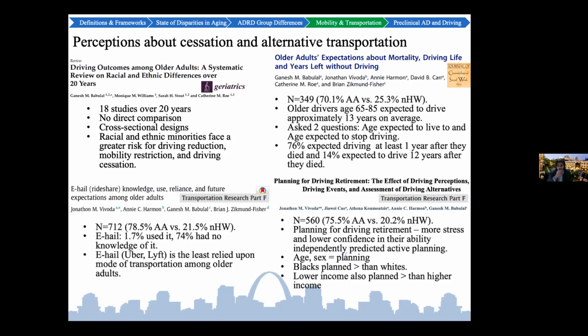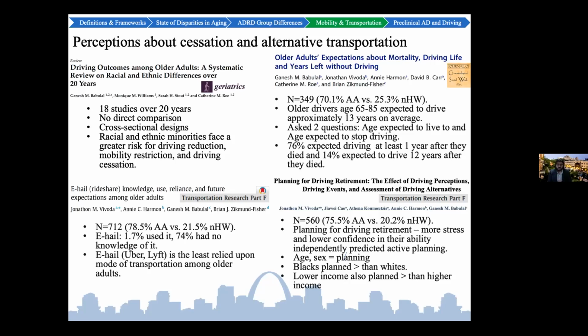In the study in the lower left, we found that e-hail, or more commonly known as ride sharing, is really not relied upon as a means for transportation among older adults. This was quite evident when about 1.7% of the sample reported ever using e-hail, and about 3/4 of the sample had no knowledge of it. The study in the upper right-hand portion of this screen shows a significant reliance upon driving for those that are 65 and older. And really, there's this anticipated dependence upon it.